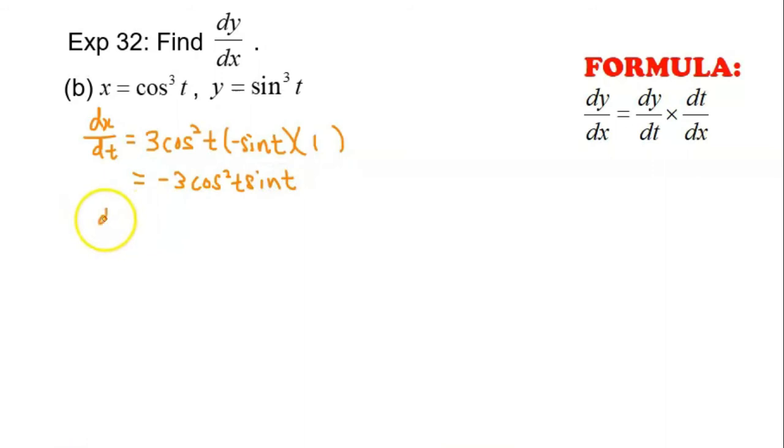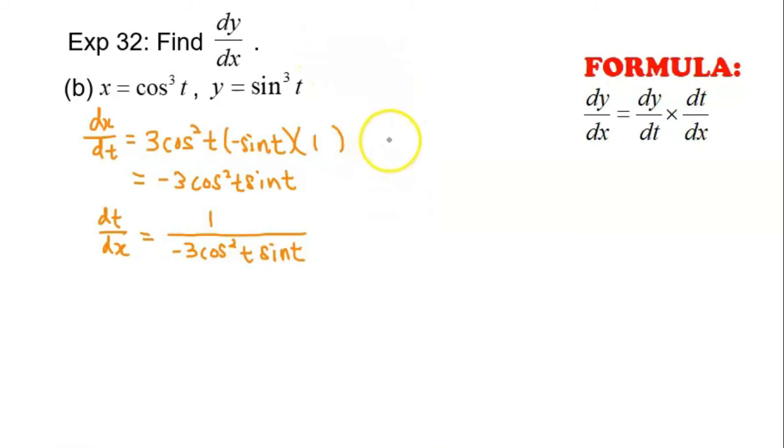Then we will invert dx/dt to become dt/dx, which is 1 over negative 3 cos squared t sin t.